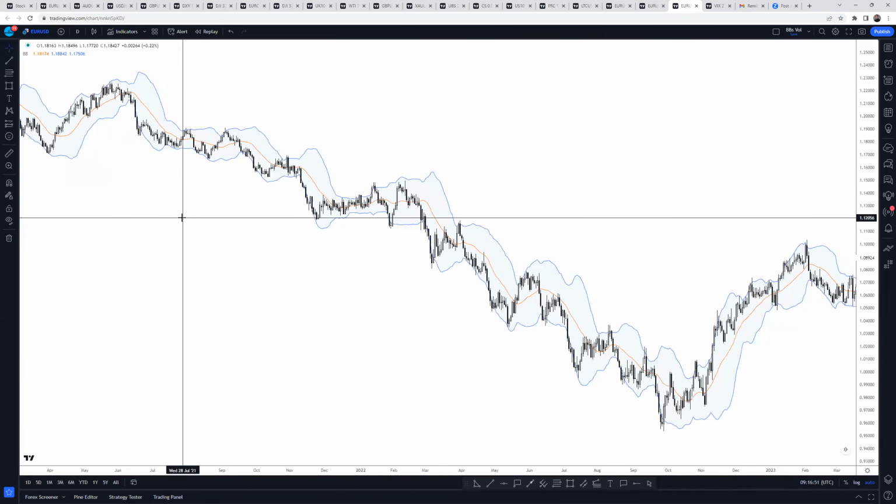Now, J. Welles Wilder is the gentleman behind the creation of this indicator. I think it was introduced in his book, New Concepts in Technical Trading Systems, in the late 1970s. But look, Wilder is the founder of several different indicators. Think of the RSI, the ADX. Wilder was behind all of those.